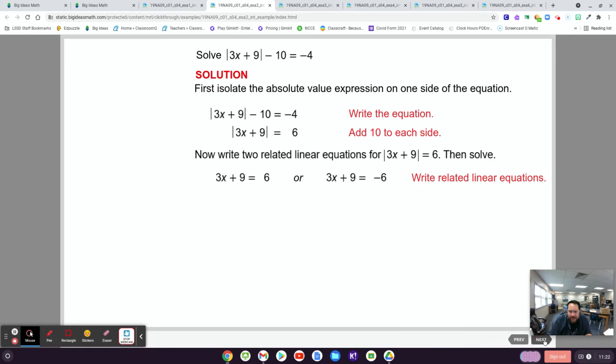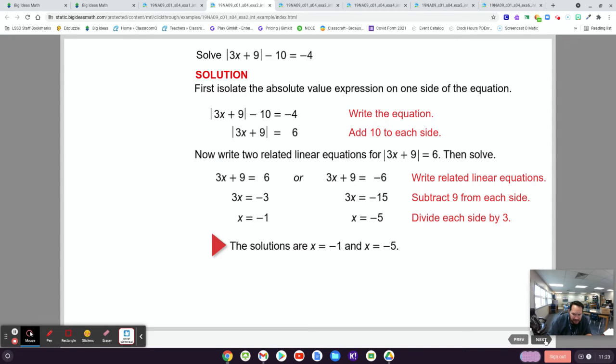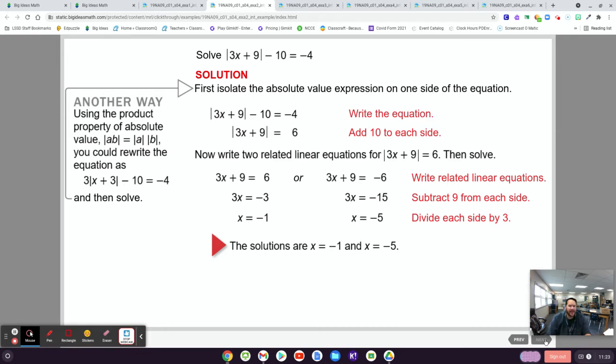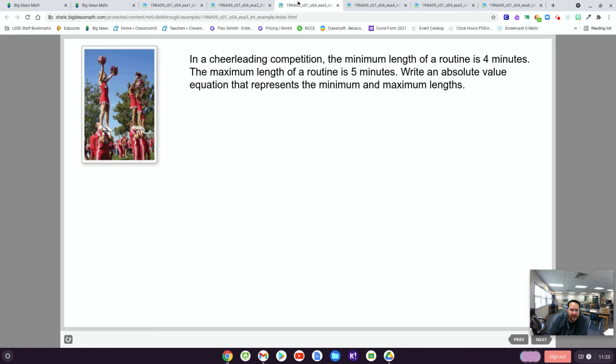Let's see what you get. All right, so hopefully you got -1 and -5. Those are the solutions. Yay! All right. Okay, now we're going to move into some special cases, I believe.